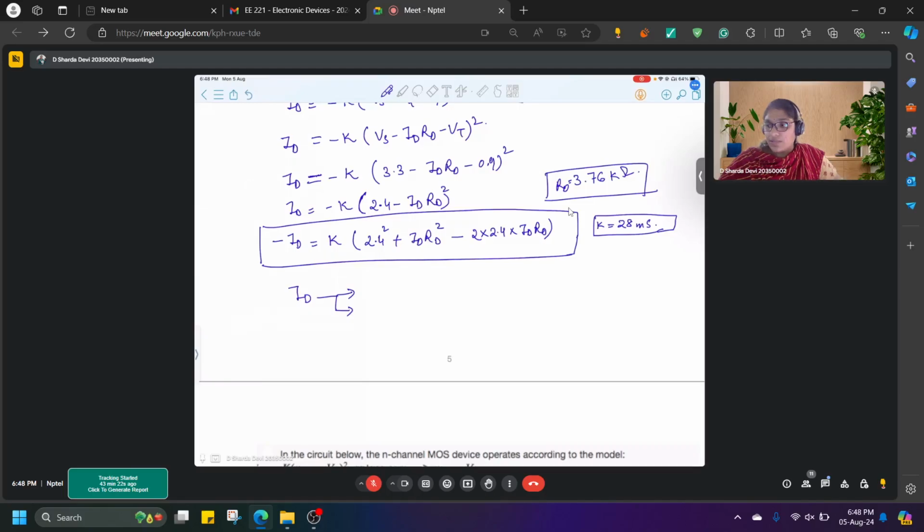Since you are solving, maybe I can let you know the values first, and you can solve later to check whether you get the same answers. It is 0.6 milliamperes and 0.68 milliamperes. Now, we have two solutions: ID is 0.6 milliamperes and 0.68 milliamperes.